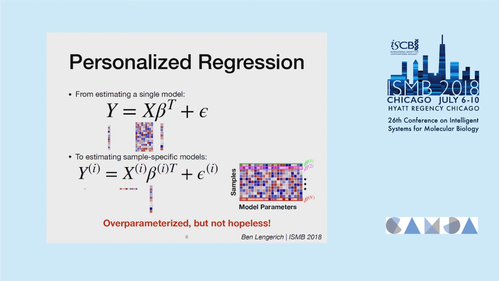In contrast, we're going to estimate yi in terms of xi and beta i. So beta i is our sample-specific model, the parameters for this one person's model. And again, graphically, that's going to look like this: this row is going to be beta 1, this row is beta 2, all the way down to beta n, where n is the number of samples that we observe. Of course, this is a highly overparameterized problem.